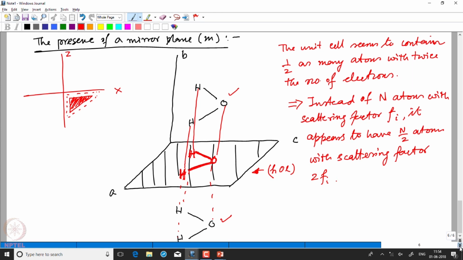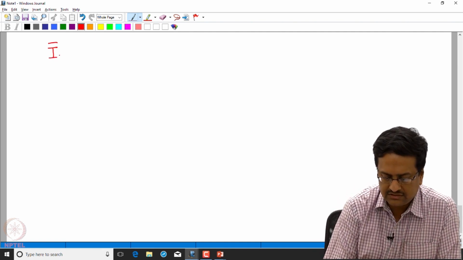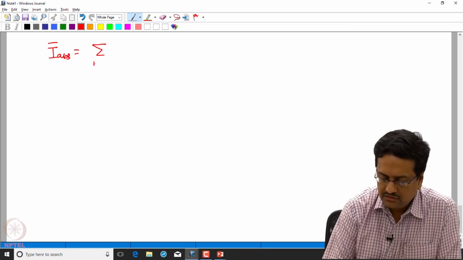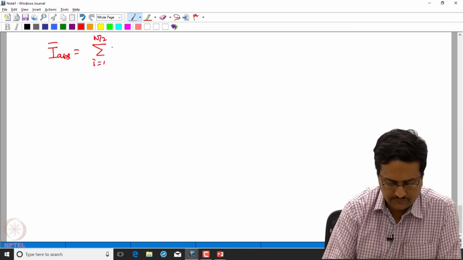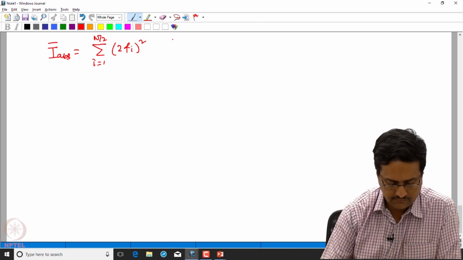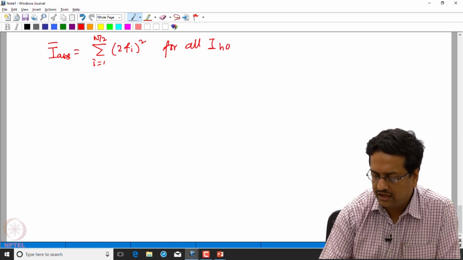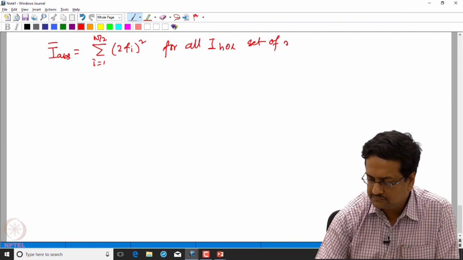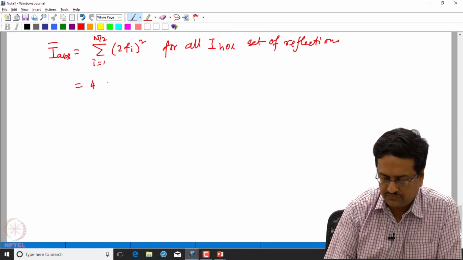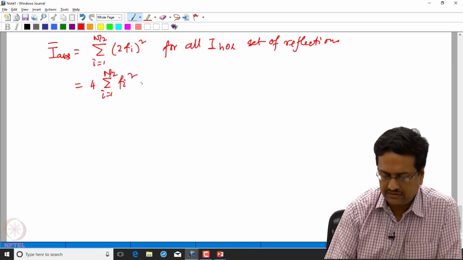So, in this situation, we can calculate the average I abs as sum over i equal to 1 to n by 2 into twice Fi square for all the H0L set of reflections, which means it is equal to 4 sum over i equal to 1 to n by 2 Fi square.